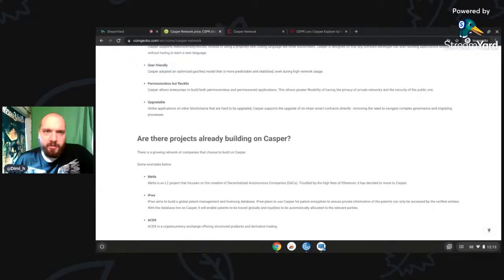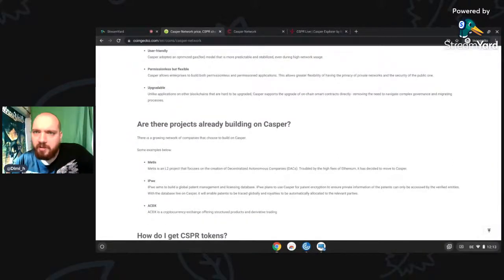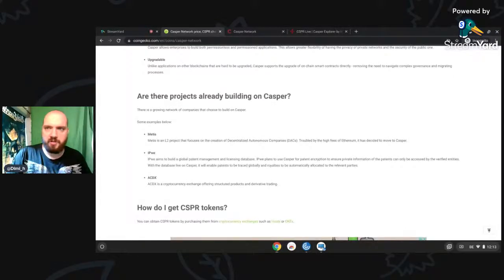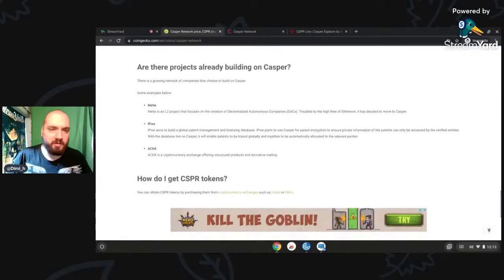Permissionless but flexible. Enterprises can build both permissionless and permissioned applications, and the security of the public one. Okay, that's quite simple. Upgradable. Unlike applications on other blockchains, how to upgrade it. It supports the upgrade of on-chain smart contracts directly, removing the need to navigate complex governance and migration processes. Can be interesting if you're a developer, so I'm not going to talk all too much about that one, but it's great if it's really the case. Hopefully I can find out more about it soon.